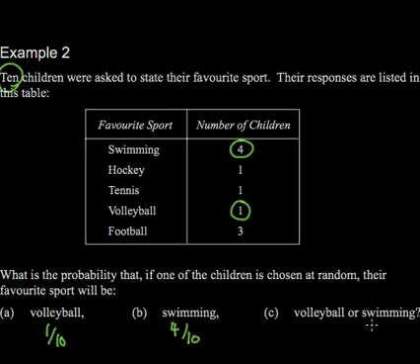But what about volleyball or swimming? So volleyball or swimming, let's do that in blue. Volleyball or swimming, I would add the two probabilities together to get 5, and it's still out of 10. Simple as that.